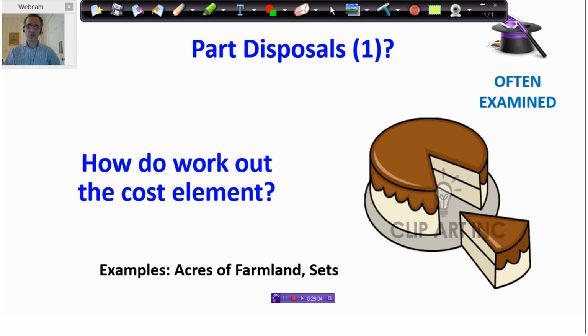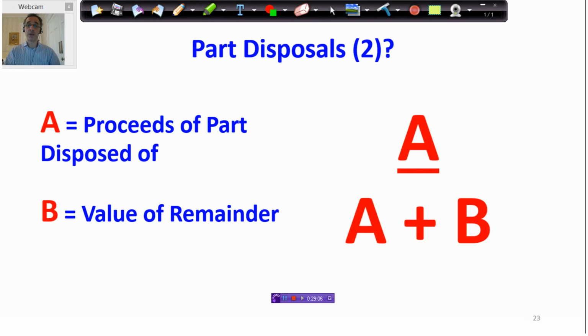Now, I'll take you through what I mean by the formula. And you won't see this in the BPP text, but this is how I would be inclined to remember it. The formula for part disposal is just A over A plus B, where A is the proceeds of the part disposed of, and B is the value of the remainder. These two items will be given in the question. So again, it's a little bit like just stripping out these values and putting them in our formula.